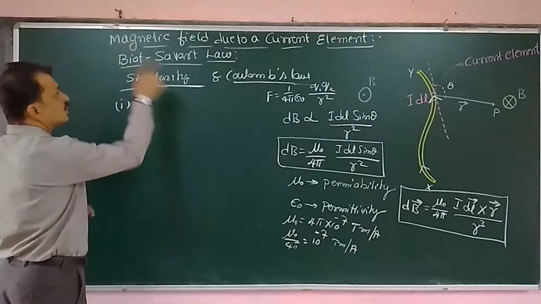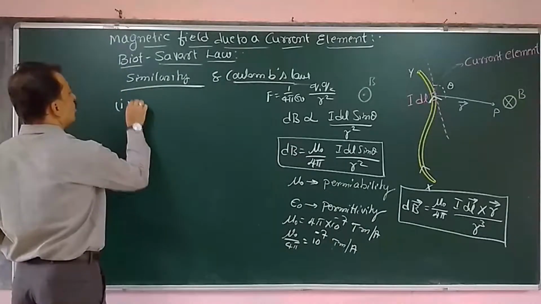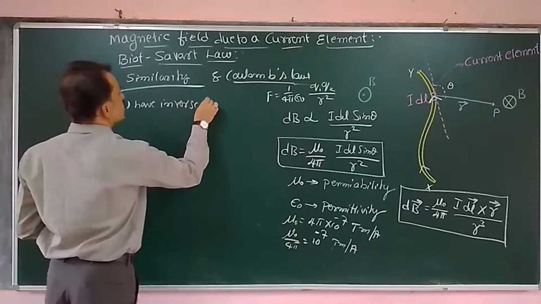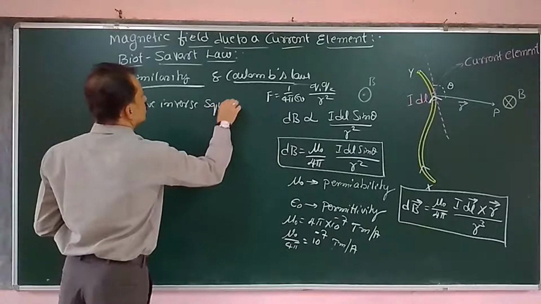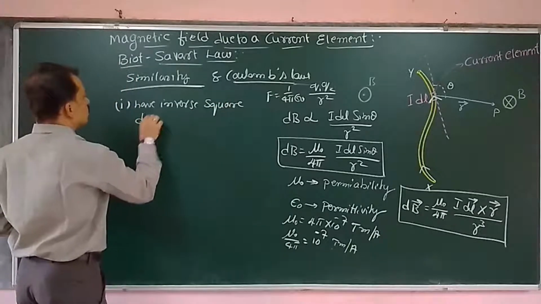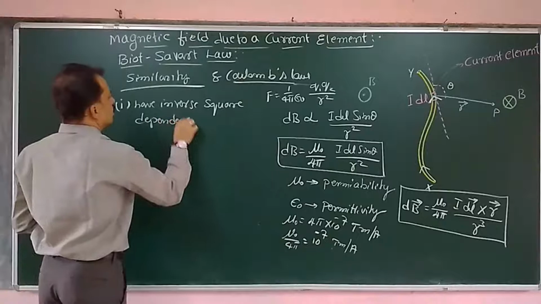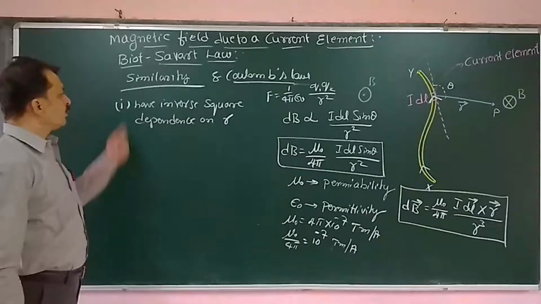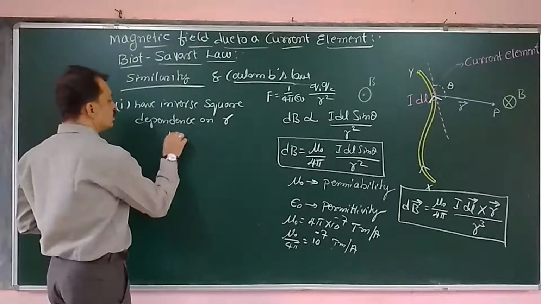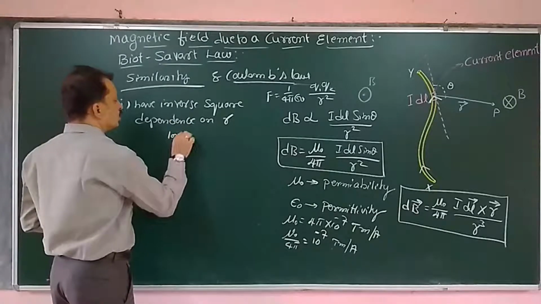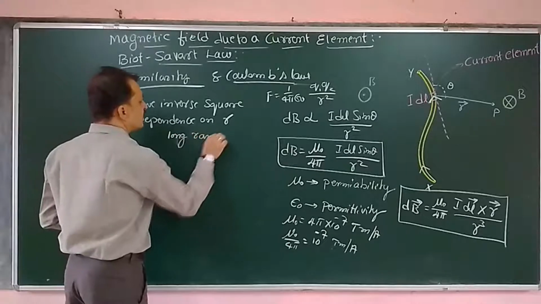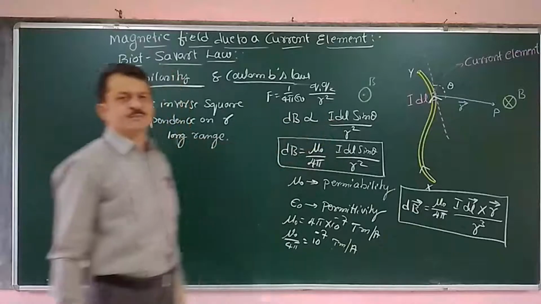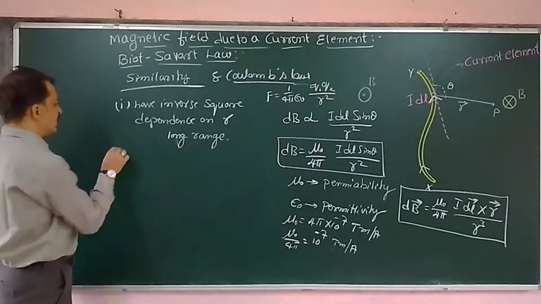So both the laws have inverse square dependence on R. Therefore, both the laws are long range. They have a long range because they have inverse square dependence. That is the first similarity.